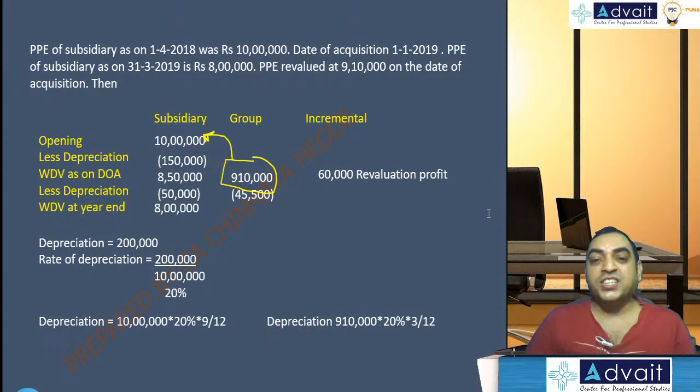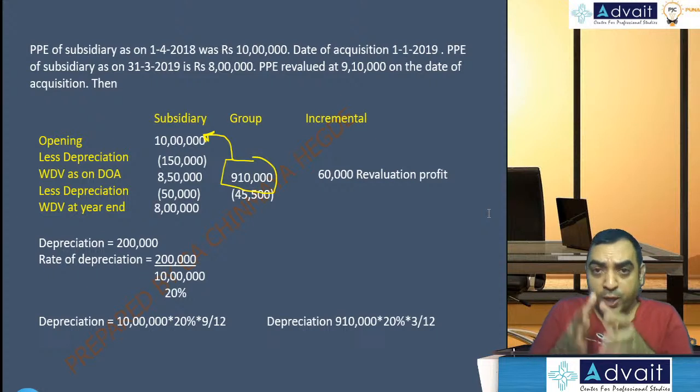Revaluation profit to be classified as OCI? Yes, it is classified as OCI, but we are having one column only for examination purposes. For reporting in practice, yes, it is OCI. Revaluation profit is OCI.